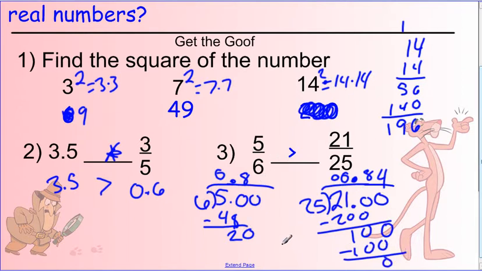6 goes into 20 3 times. 3 times 6 is 18. So 0.83 or 0.84, 0.84 is bigger. This is the bigger number. Okay, so that's a little bit of changing fractions to decimals, doing a long division. That is how you compare fractions. Change them into decimals. That is the easiest way, especially if you are allowed to use a calculator. You just hit 21 divide 25, boom, decimal.